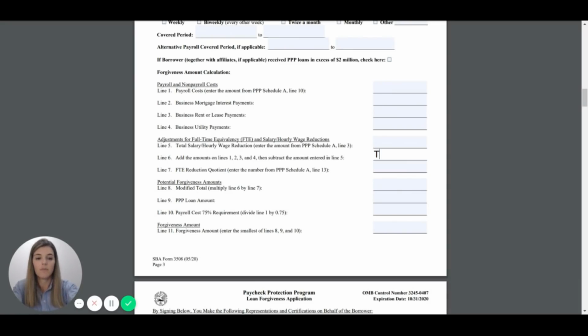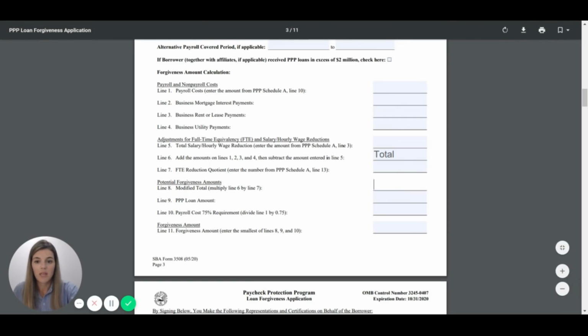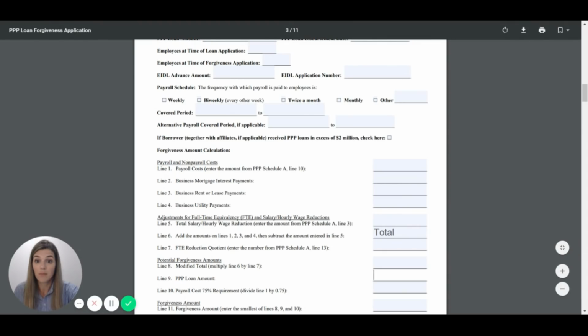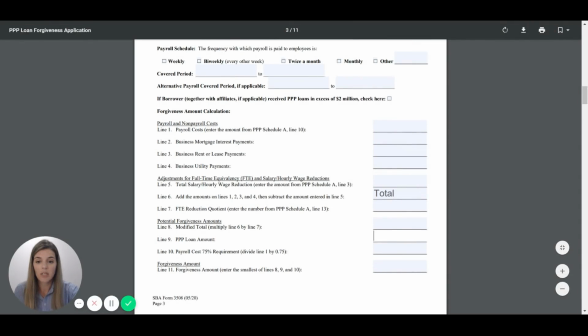This is a total. All right, so then we will basically take this modified total here, which will be line 6, and it will get moved down to here. And this is saying, okay, this is everything you've actually spent during the covered period. And then you put your loan amount, remember up here, the money that you actually got from your PPP loan. And then they're going to give you this third option of these are the potential forgiveness amounts.